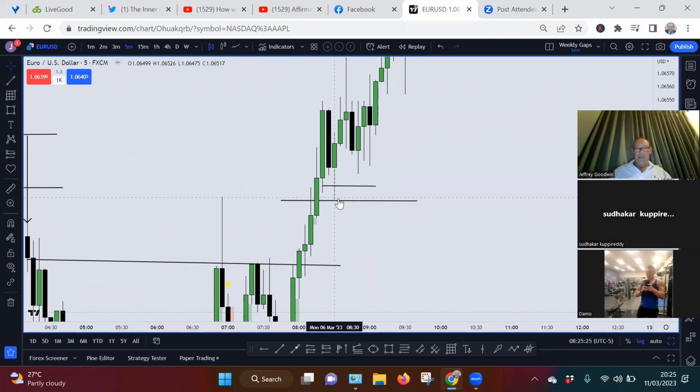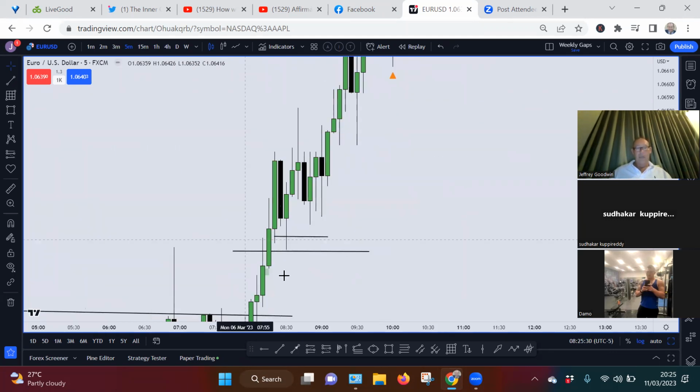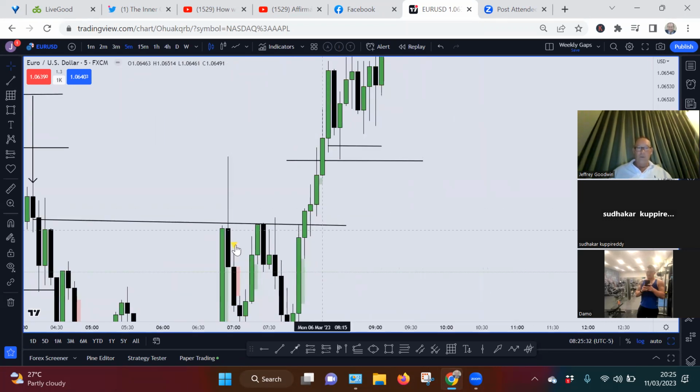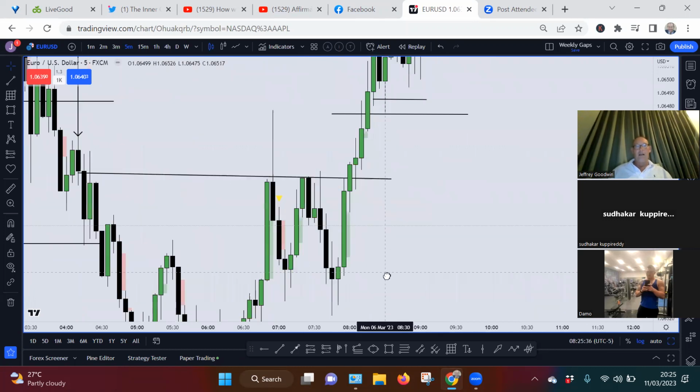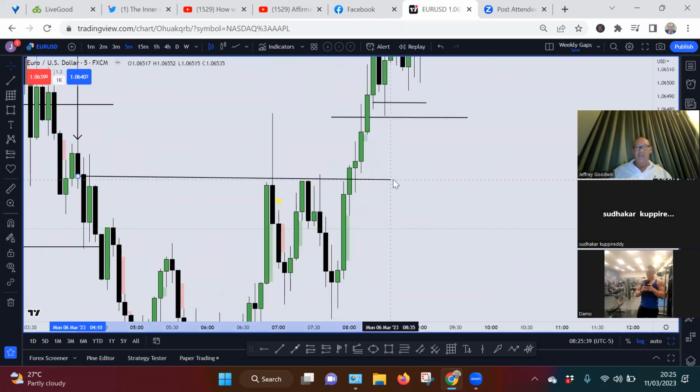There's the entry in there. And it goes to the moon. That's the entry, but that was a bit delayed. To be fair, that was delayed. That was a lot after that. But if you're waiting for a break of structure, that's what you could do there.